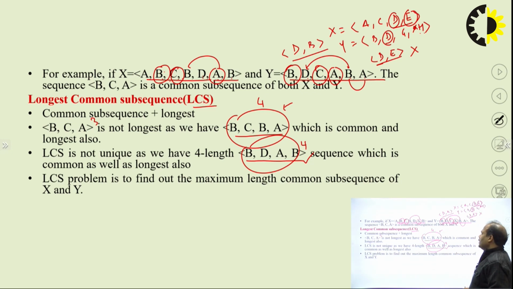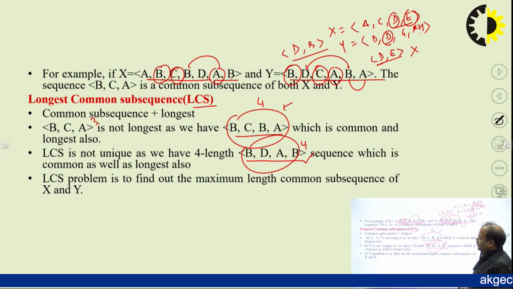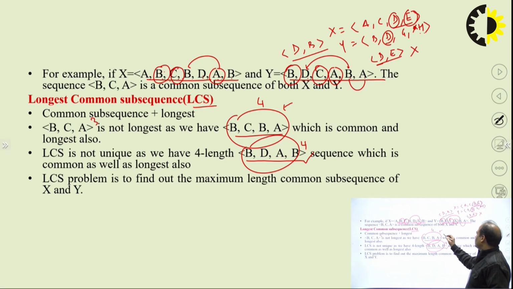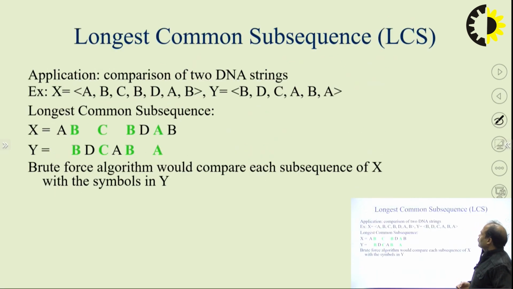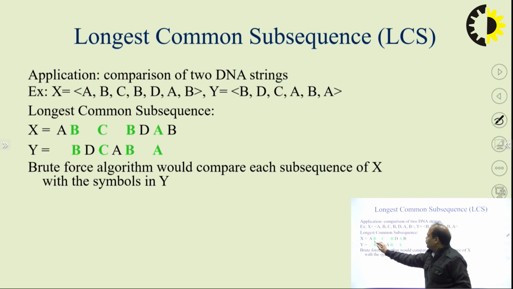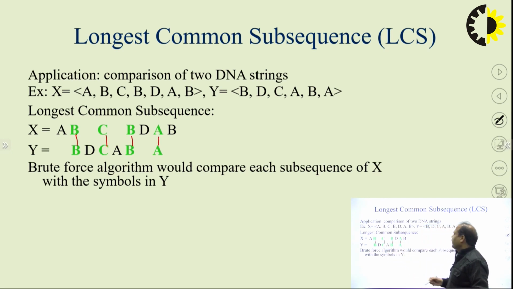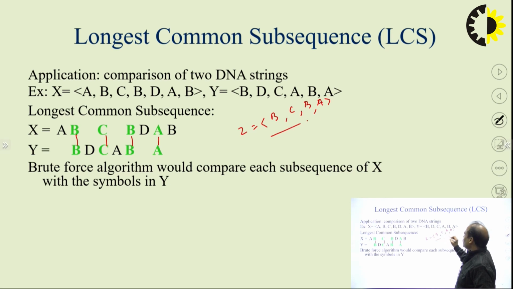So what is the objective of this presentation? Our objective is to find the LCS between two sequences, and later on we will find any LCS which has the maximum length. Look here, this is B, C, B, A, so the length of the LCS is 4. We can see that the LCS, which we call Z, is B, C, B and A. This is the LCS of the sequences.